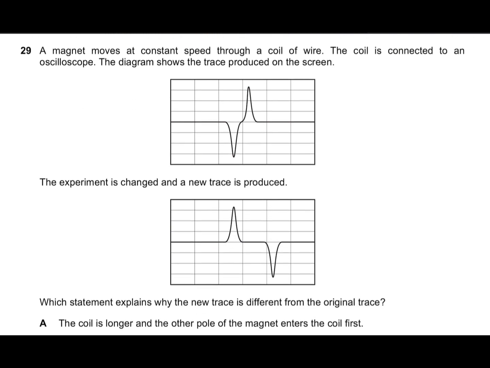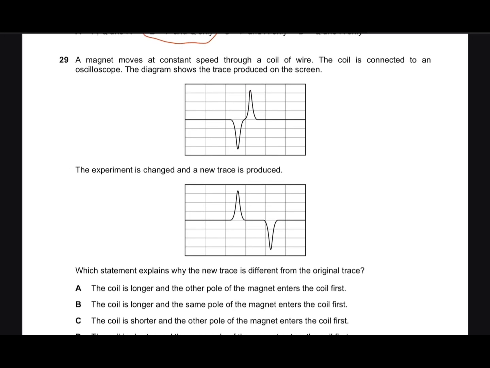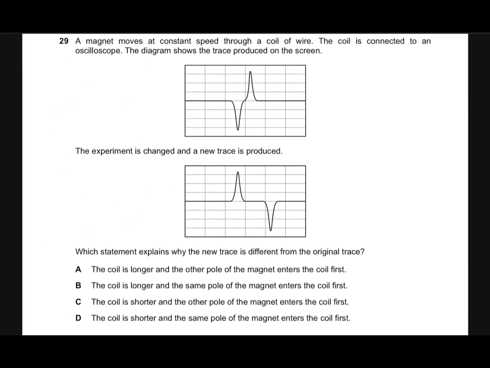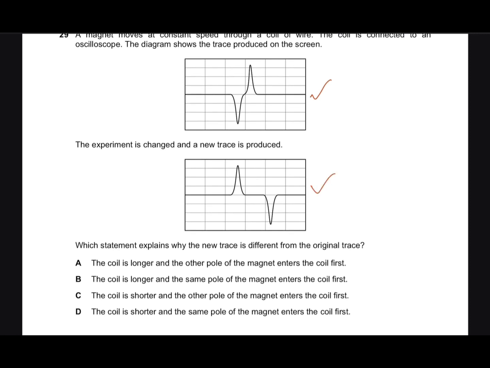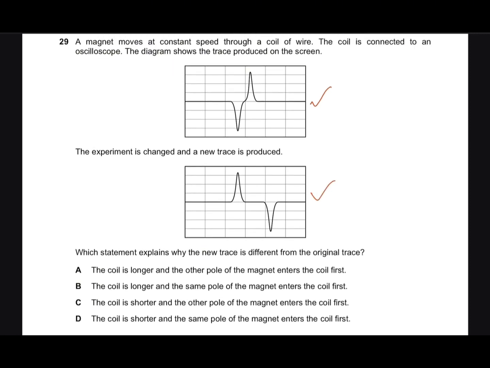A magnet moves at constant speed through a coil of wire. The coil is connected to an oscilloscope, and as we can see, the oscilloscope trace is this one. Now they have a new trace which looks different from the first one, and we can see there is a delay. So which statement explains why the new trace is different from the original trace?